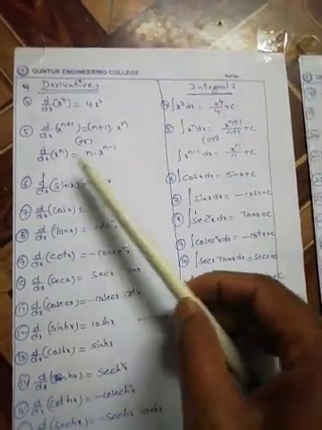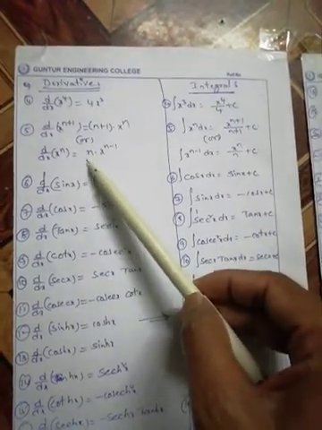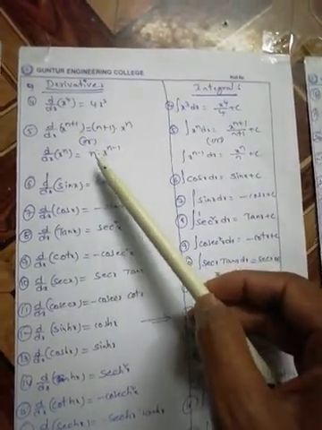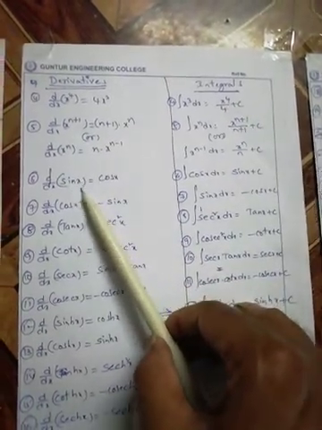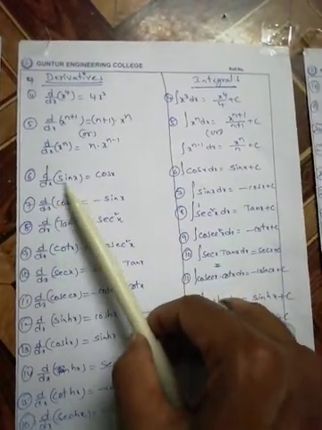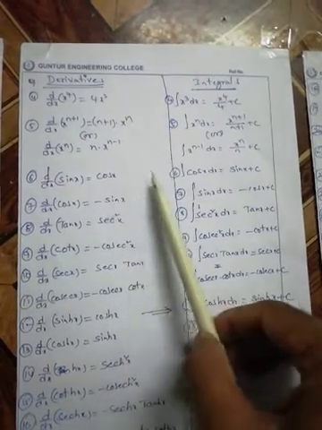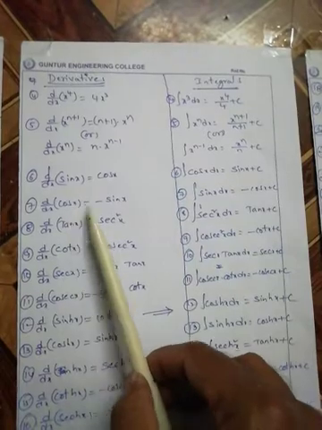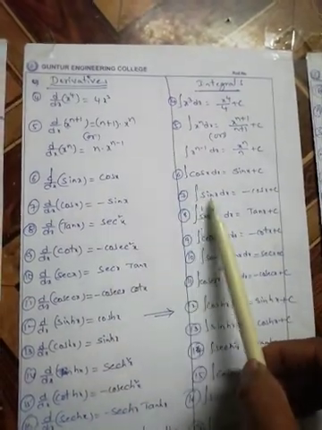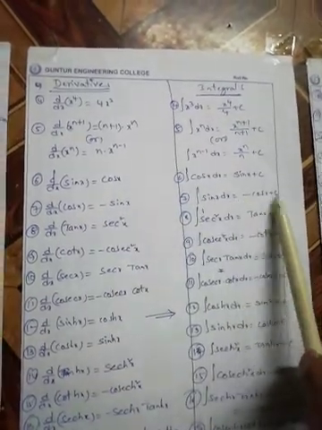Next, these are the algebraic formulas. Next we define trigonometric formulas. D by dx of sin x is equal to cos x. Integral cos x is equal to sin x plus c. D by dx of cos x is equal to minus sin x. Integral sin x dx is equal to minus cos x plus c.